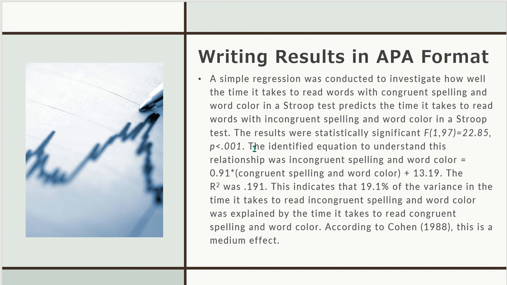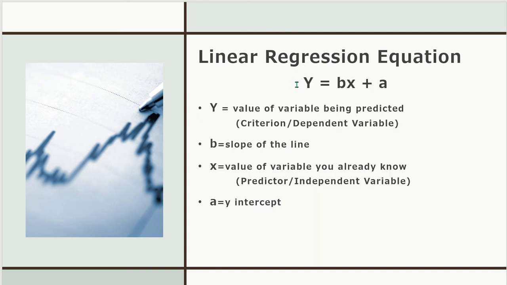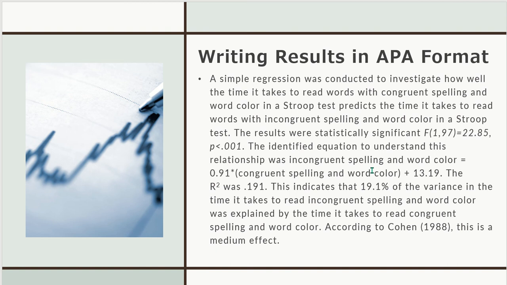And so then you put in your p-value. In this case, we just put p was less than 0.001. And then the identified equation to understand this relationship was incongruent spelling and word color. And we're going by this equation right here. So incongruent word color, y, equals, here's slope, and then the independent variable, congruent spelling and word color, and then plus 13.19.